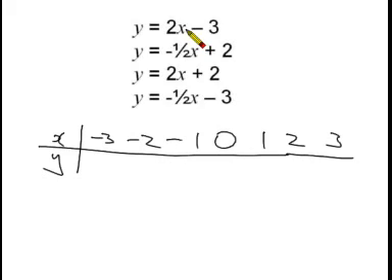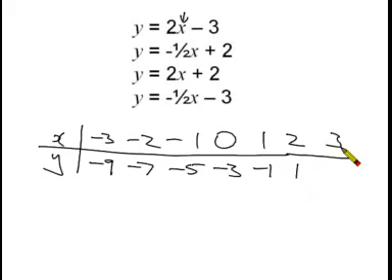So feeding -3 into the x, we'll get 2 times -3 is -6, -6 minus 3 is -9. The -2 will give us -4, -3 is -7. -1 will give us -2 minus 3 is -5, 0 will just be -3, 1 will give us -1, 2 will give us 1, and 3 will give us 3.